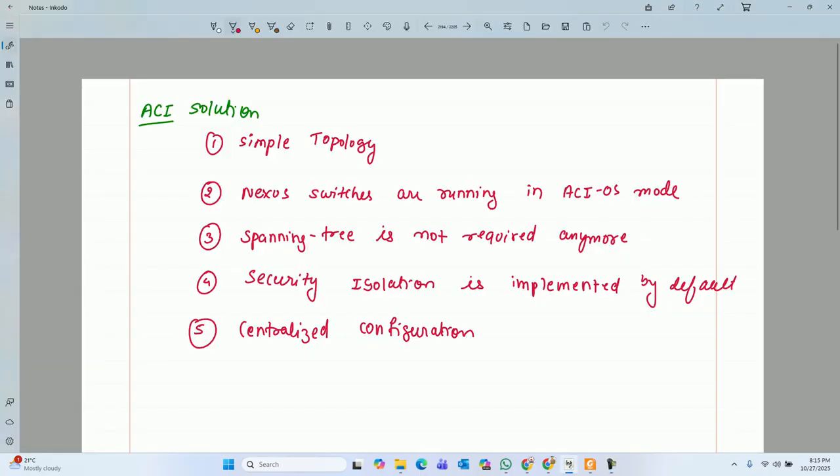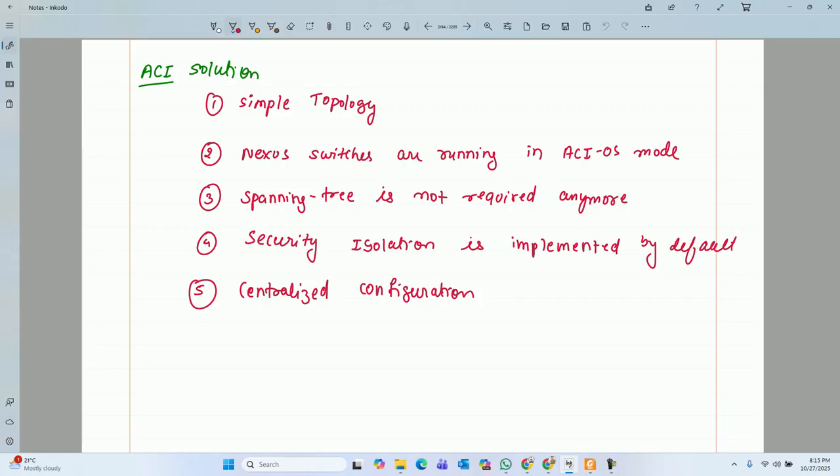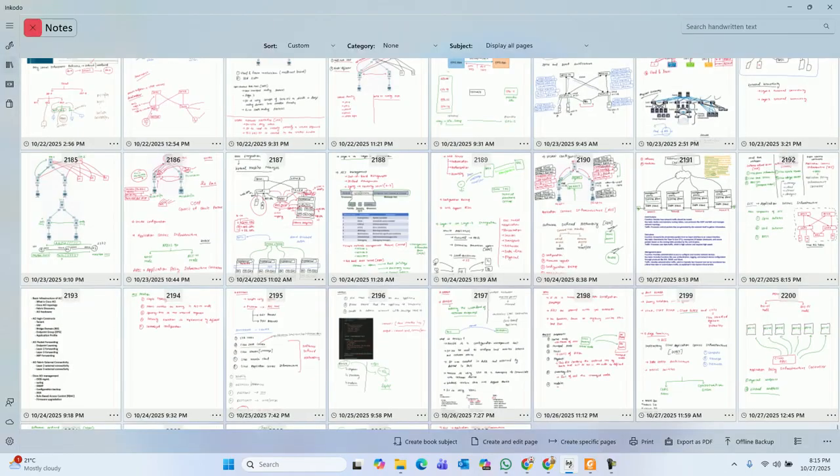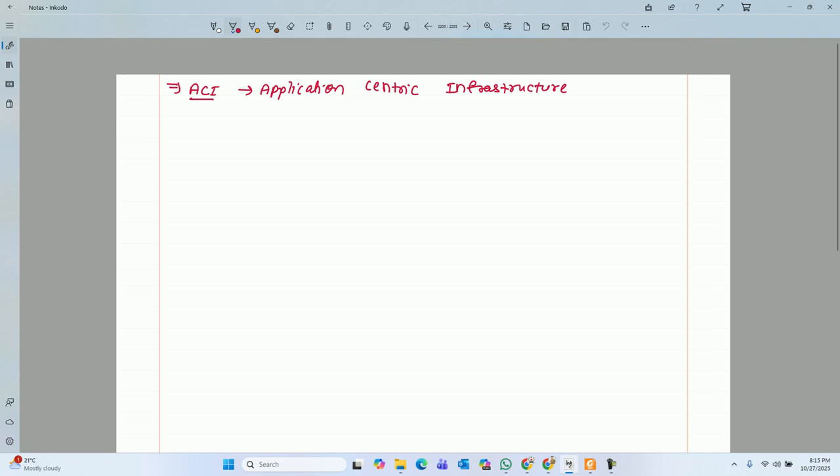Okay. So the benefits of this ACI solution. Now let's get started, guys. I hope all of you guys have revised the previous class.